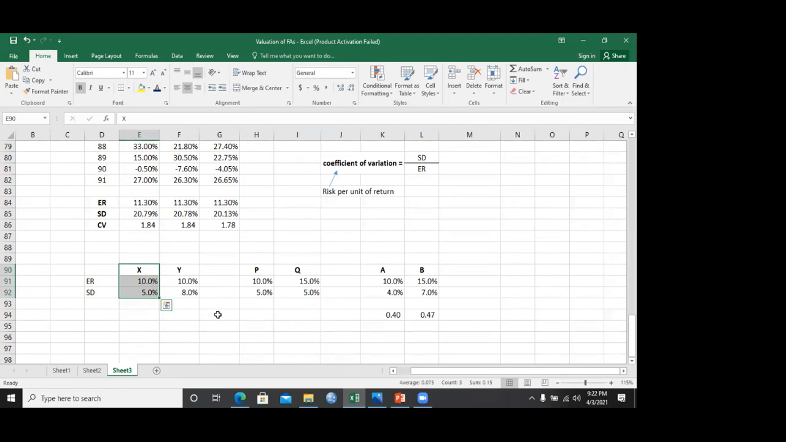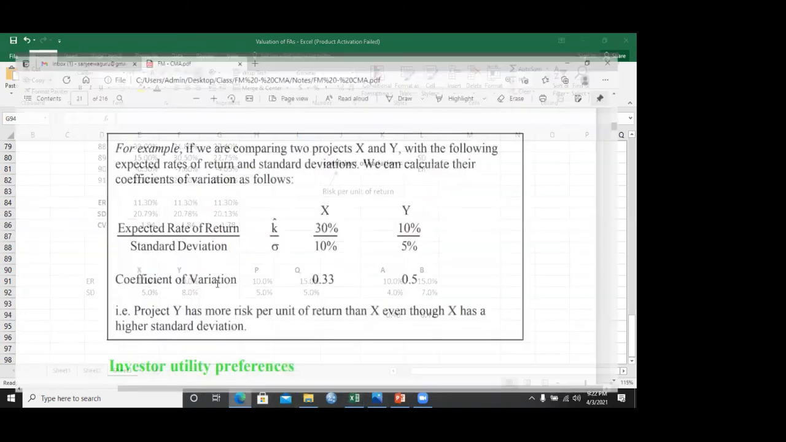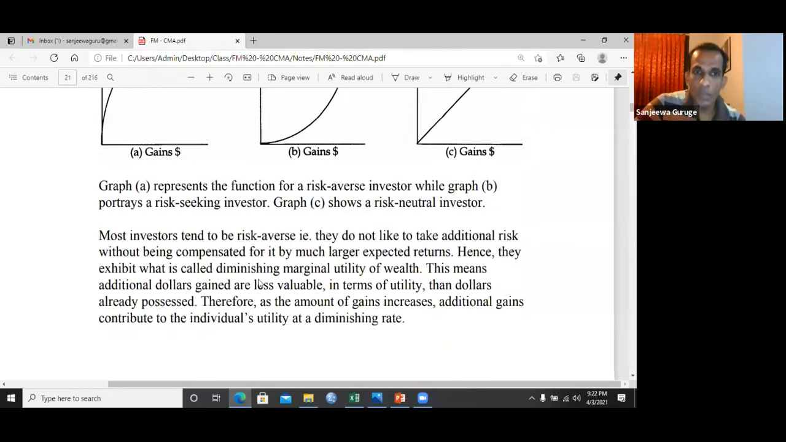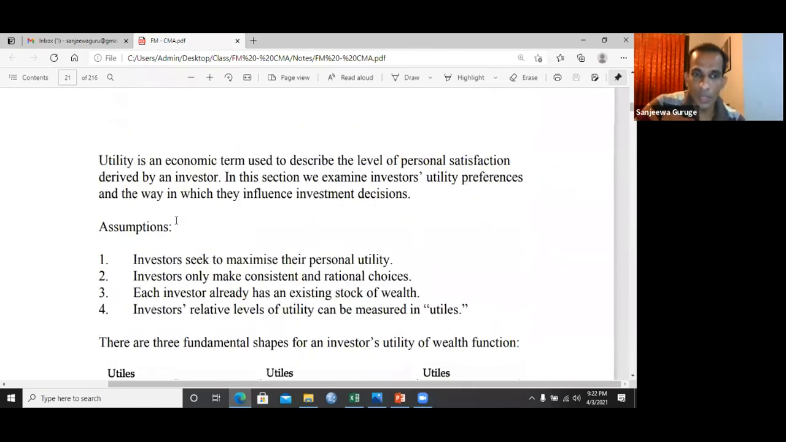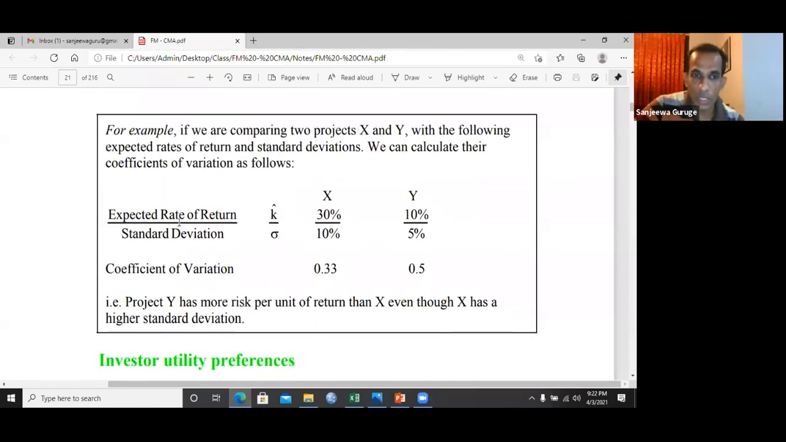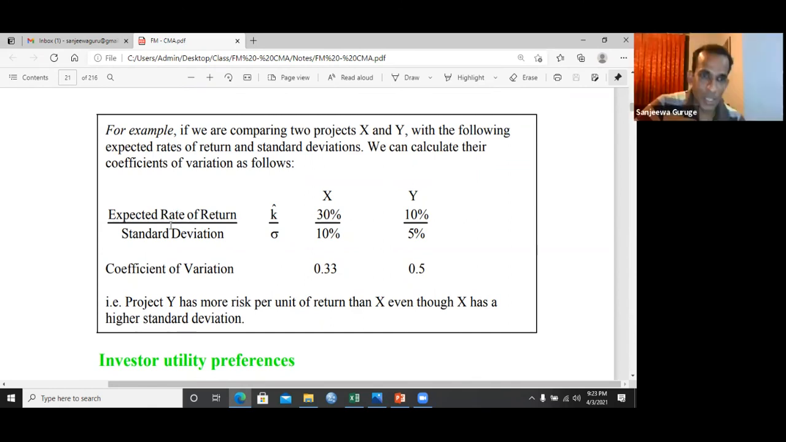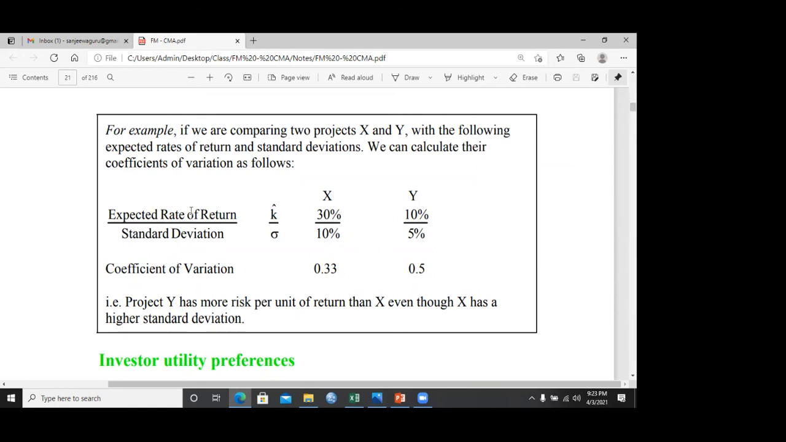Just one other question. You mentioned that the formula is incorrect in the study guide. Which page is that on? This is on page number 21. These two values should be changed, it should be upside down. Standard deviation should be in the numerator. So it should be standard deviation divided by expected return.